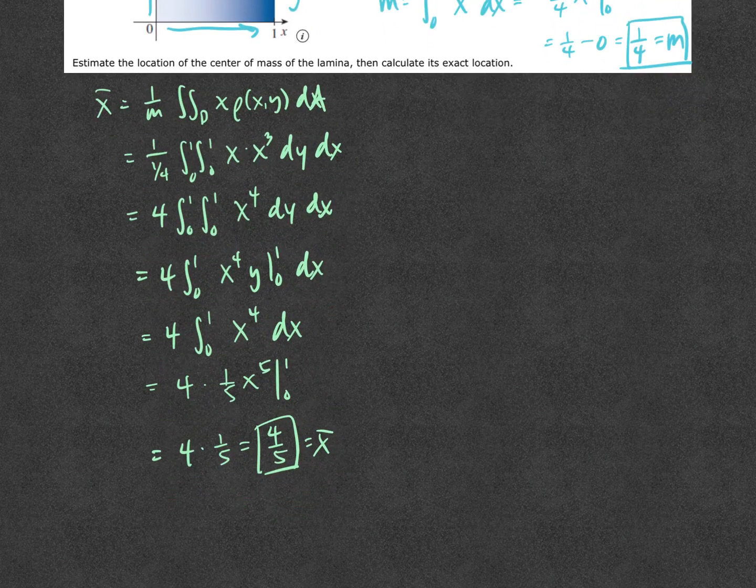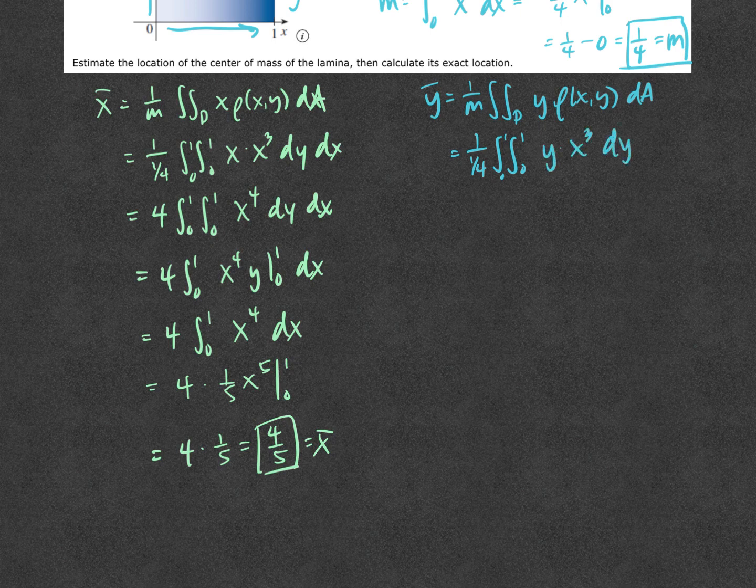So now let's go ahead and do y. I think it'll fit beside it. This one isn't as difficult as the last one. So 1 over the mass, the double integral of the region, y times rho of xy with respect to the area. So we get 1 over 1/4. I would tend to just write a 4 there. 0 to 1, y times x to the third. And then we're going to integrate with respect to y and then with respect to x.